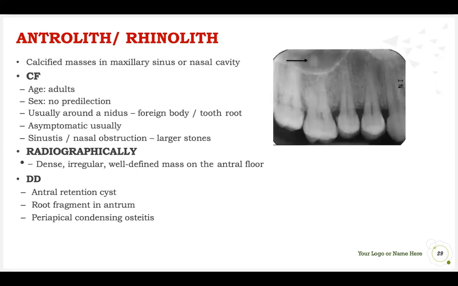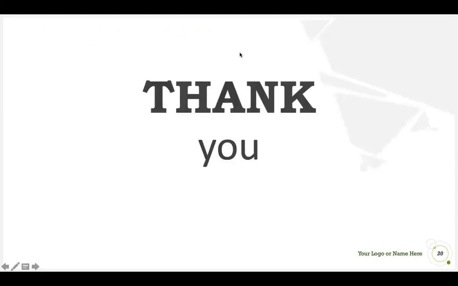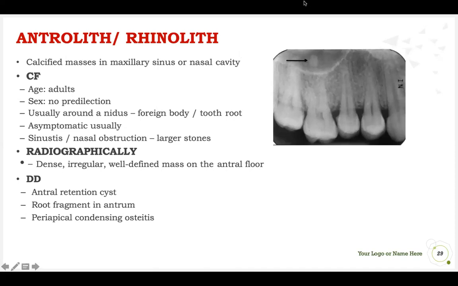The last one is antrolith or rhinolith. These are calcified masses in the maxillary sinus or in the nasal cavity. Radiographically, they'll be seen as a dense, irregular, well-defined mass on the antral floor. You need to differentiate this from antral retention cyst, root fragment in the antrum, and root fragment and periapical condensing osteitis.